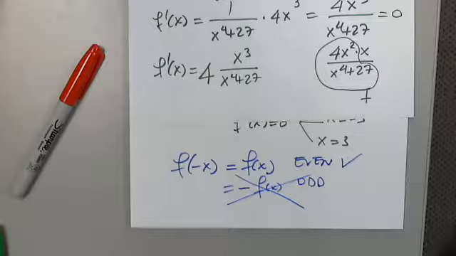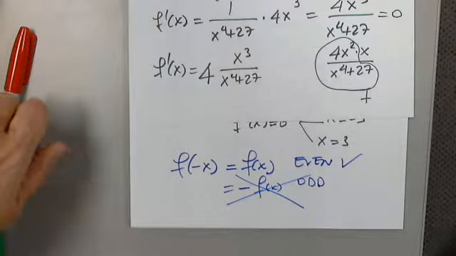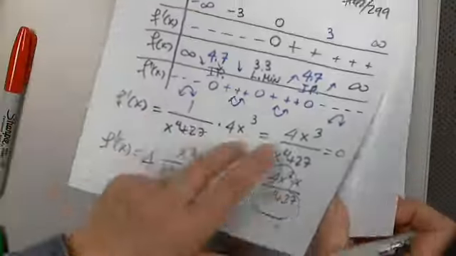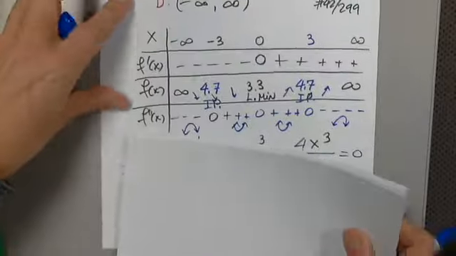Meaning whatever I graph on the right-hand side of the y-axis, I have to graph on the left-hand side of the y-axis. Okay, ready? All I need now is the table. Everything else is not important anymore.